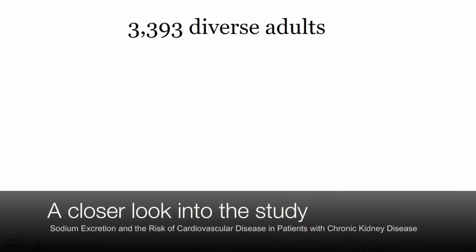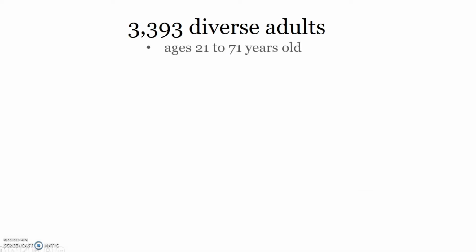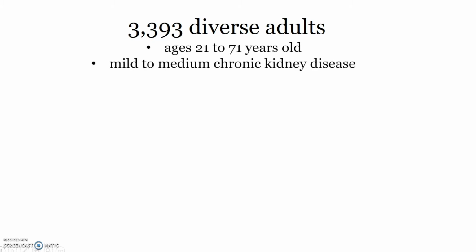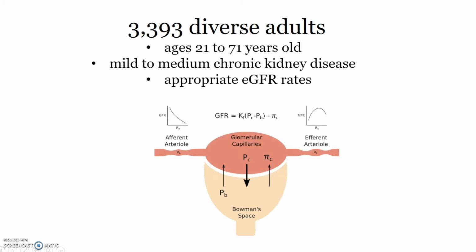This study used 3,393 diverse adults whose ages ranged from 21 to 71 years. All participants had mild to medium chronic kidney disease and met age-specific estimated glomerular filtration rates. Study participants were requested to collect 24-hour urine specimens at the start of the experiment and at the first 2 annual follow-ups. They attended annual clinic visits and received telephone calls every 6 months between in-person visits.